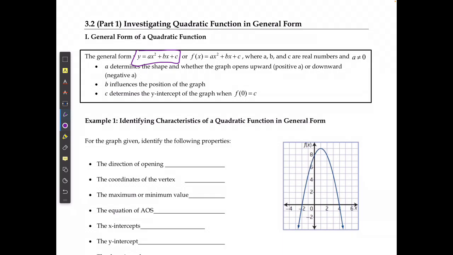And c is always going to be the y-intercept, because if I put x as 0, then this is going to cancel out, this is going to cancel out, and I'm just left with that c value.